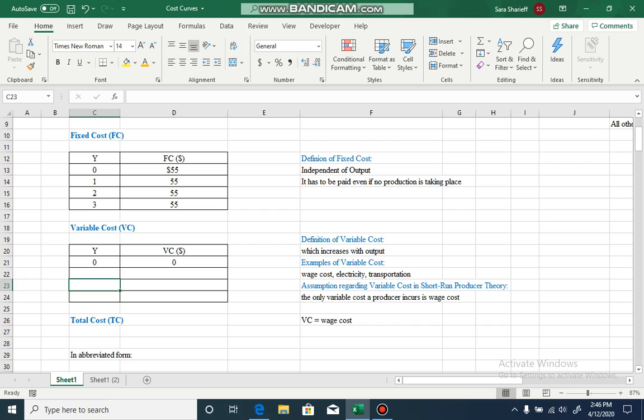And now come to this table. If 0 units of output is being produced, it means there is no worker working in the restaurant. Variable cost will be 0. Naturally, there are no wages to be paid. There is no one working in the restaurant.